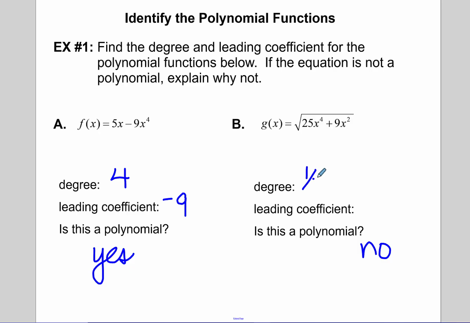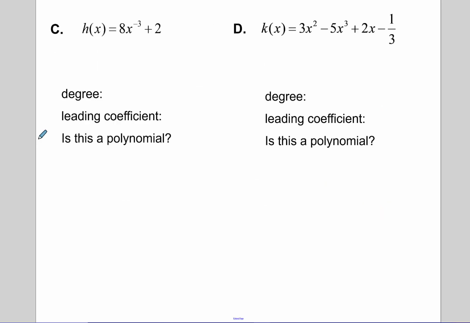Its degree for a square root is the 1/2 power, because we know the square root of x can be rewritten as x to the 1/2 power. It has no leading coefficient. It's not a polynomial because it has a fraction for the degree. In letter C, our degree is -3 and our coefficient is 8. Now if you think about that leading coefficient, that leading term, we have division by a variable. This is not a polynomial, because we're dividing by the variable, not multiplying by the variable.